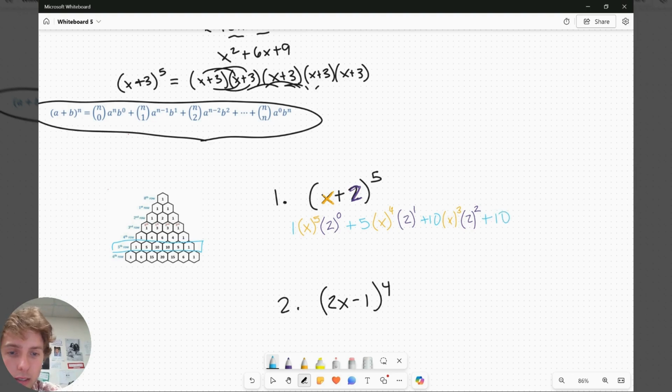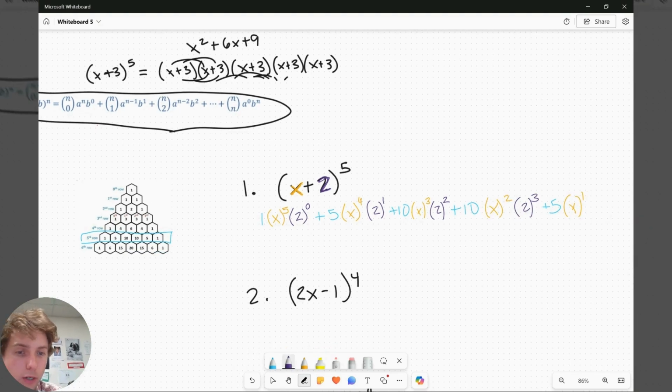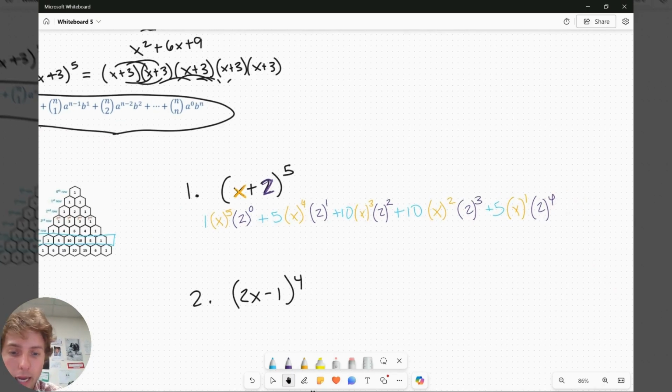Plus 10. Now I multiply it with x squared. And then I multiply that with 2 to the 3rd. Continue that process, plus 5. Go down a degree on the x, that's x to the first. And last part for your 2 there, 2 to the fourth. Finish it up with the last term. Now it's plus 1. Now my x is x to the 0, and I get 2 to the fifth.